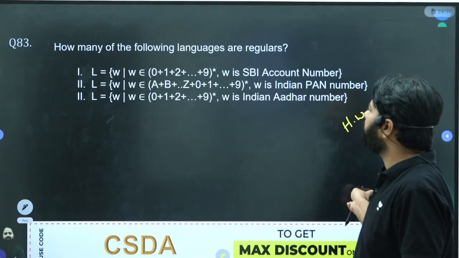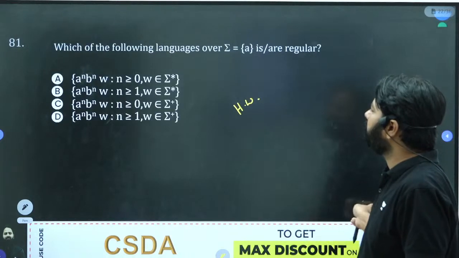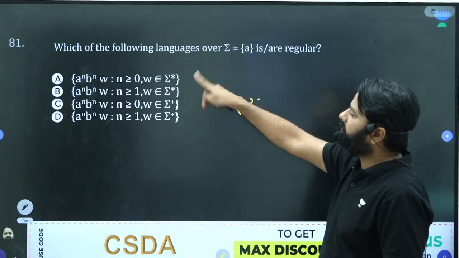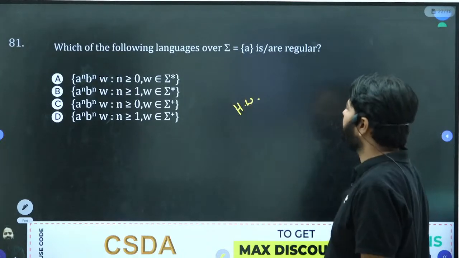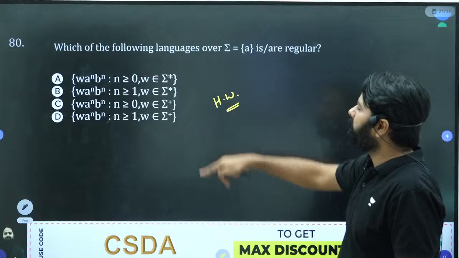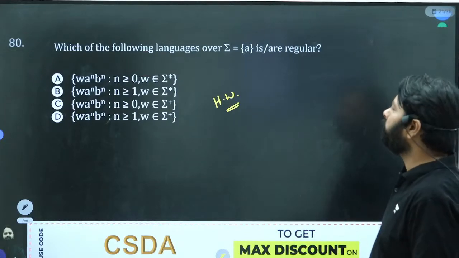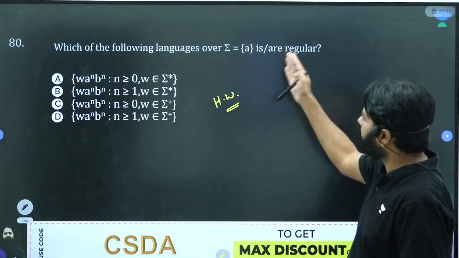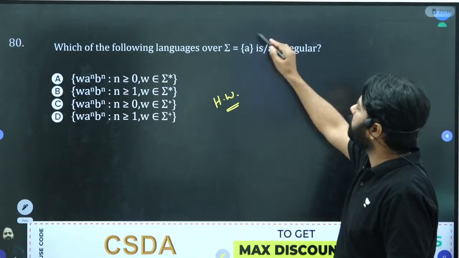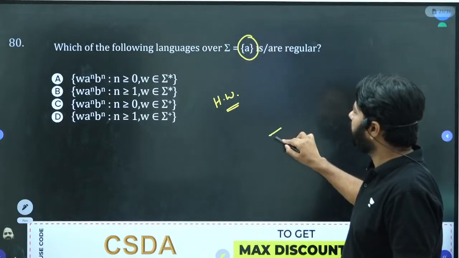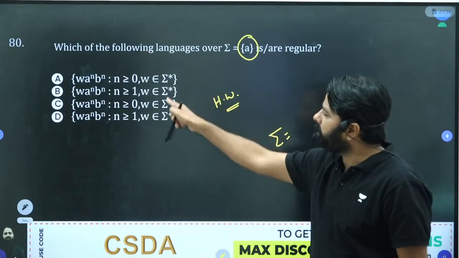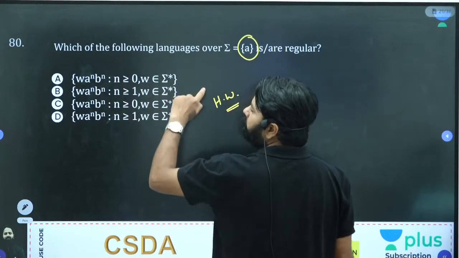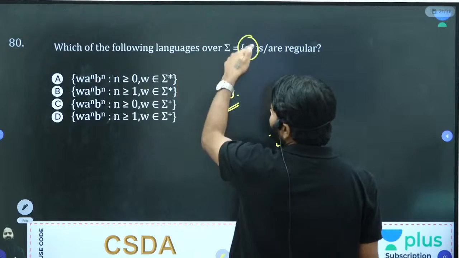Did I make any spelling mistake? Sigma is A here, right? So be careful here. Sigma is A, and sigma is A. And also try sigma is A comma B. Tomorrow I will be solving it easily. Sigma is A here. There is another question: sigma is equal to A comma B. Here sigma is mentioned, so this is different and this is different. Remember that the language sigma is different and this sigma is different.